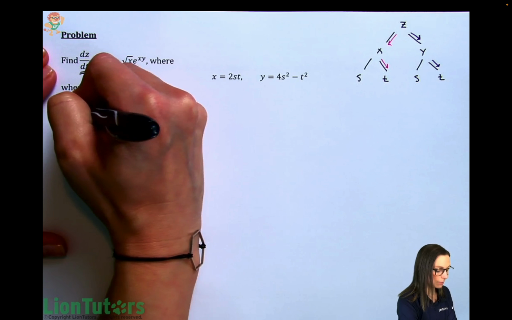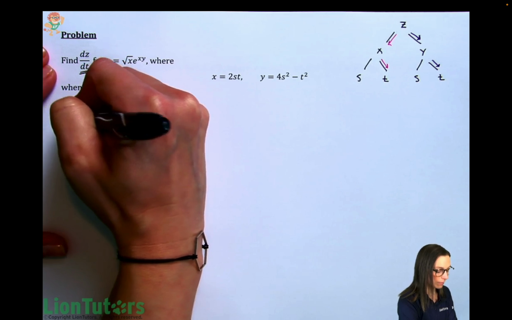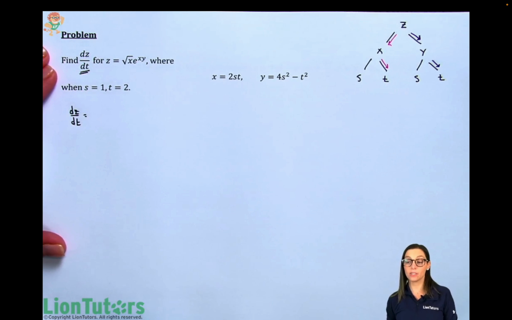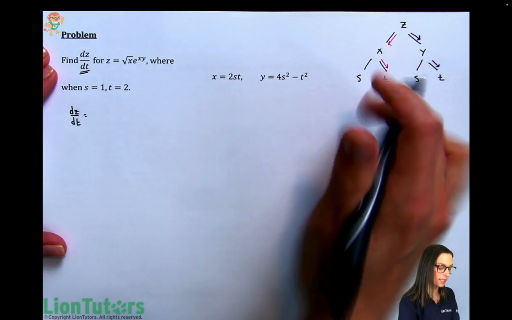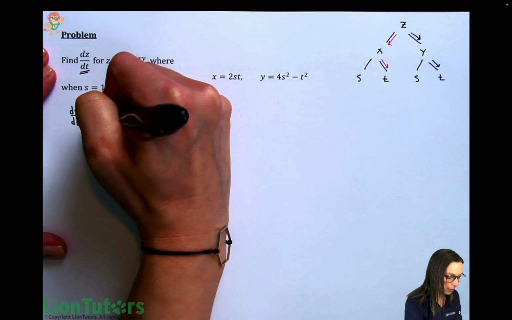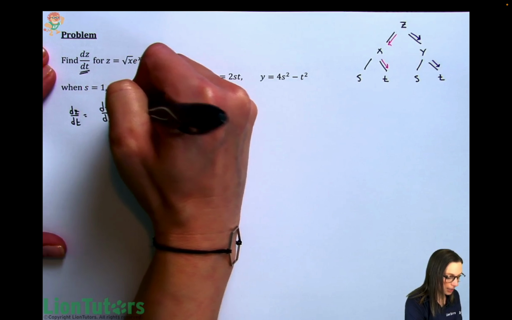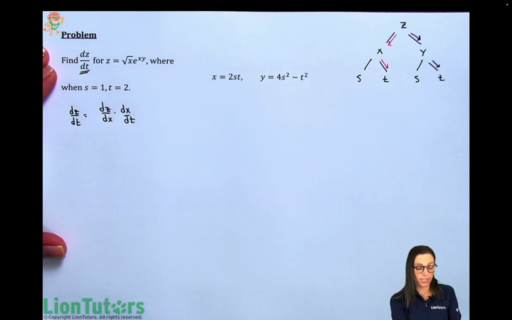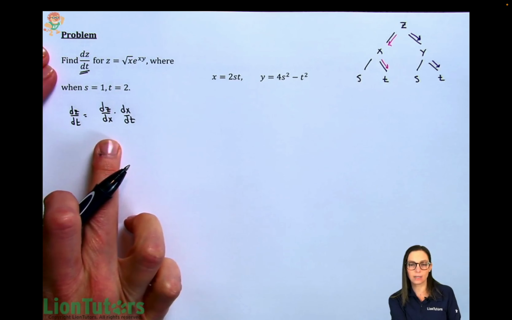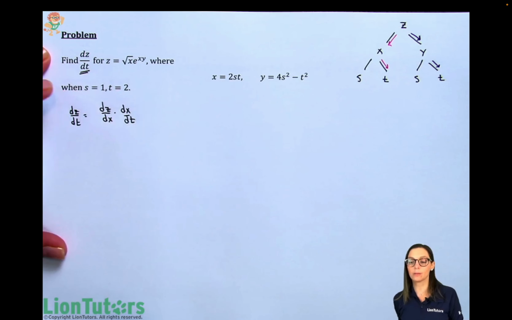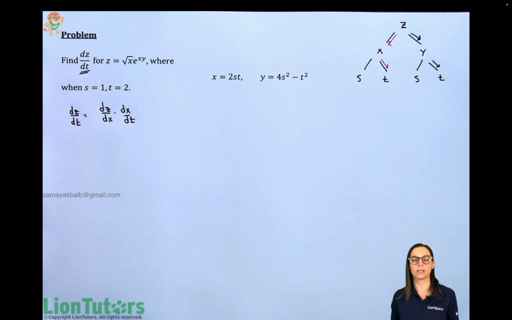dz/dt equals. So the first way I can get from z to t is to go z to x, x to t. So my first part of the formula would be dz/dx times dx/dt. And you can see, by the way, if you have dz/dx times dx/dt, the dx's would cancel out if you multiplied them together, and you would just be left with dz/dt. So that's the idea here. That's the whole idea behind this chain rule.